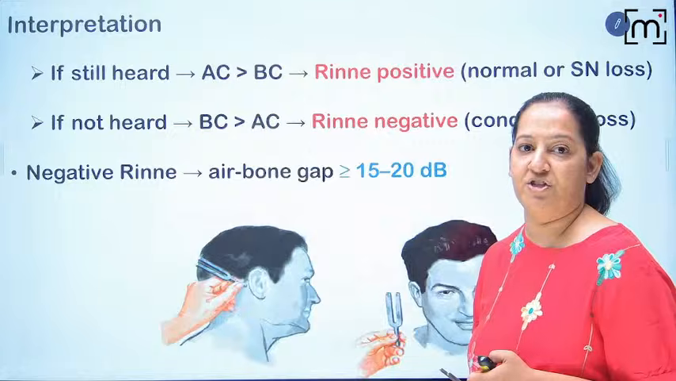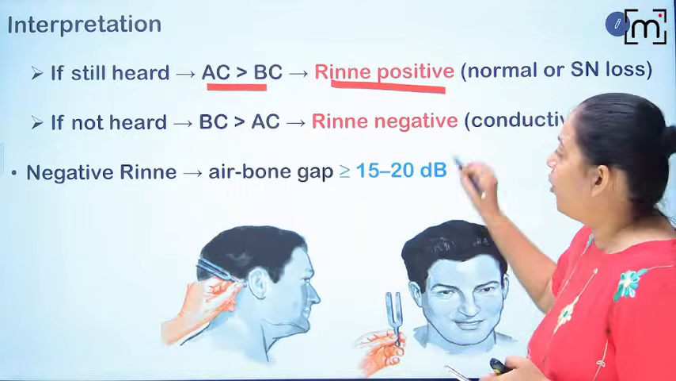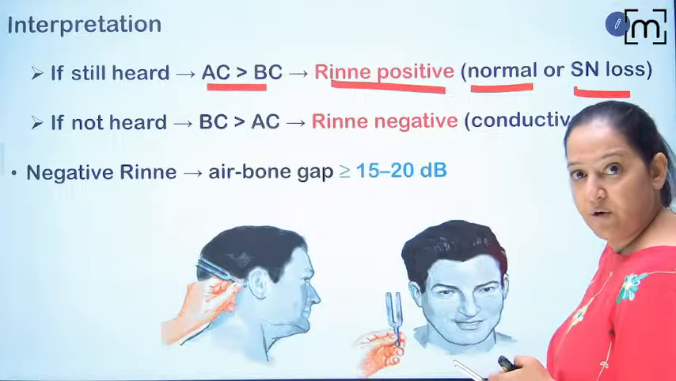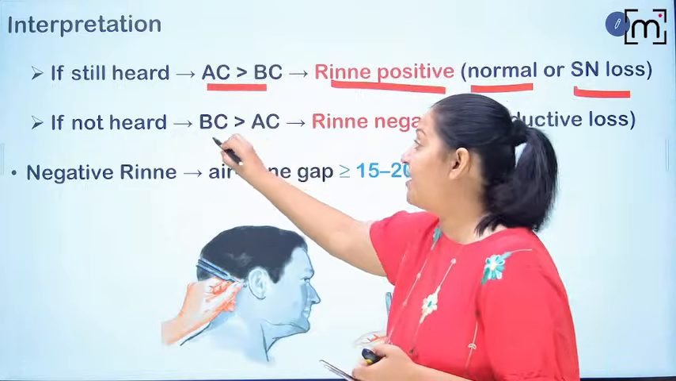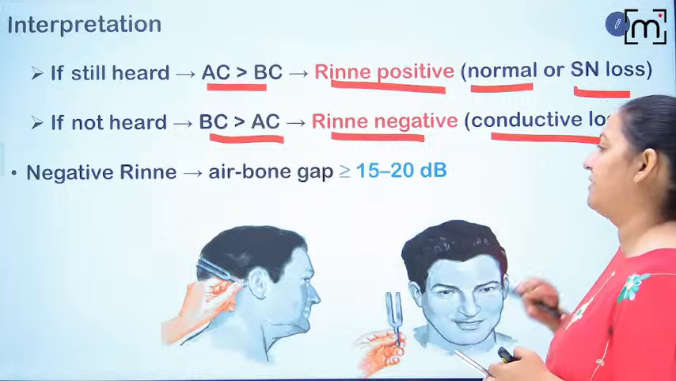Now this is the interpretation. If AC is greater than BC, it is known as Rinne positive. Normally this happens, and it also happens in sensory neural deafness. But if BC is greater than AC, it is Rinne negative. No, it's not normal. It is seen in conductive hearing loss.